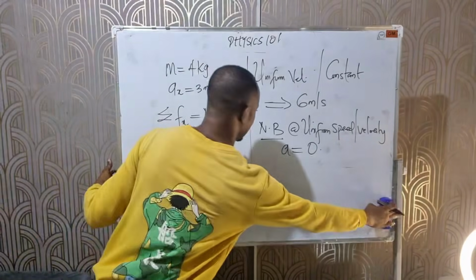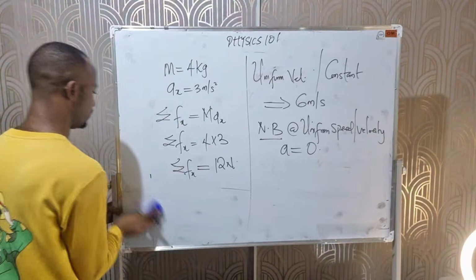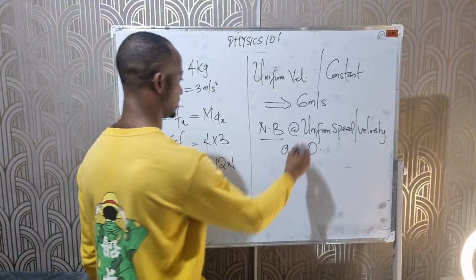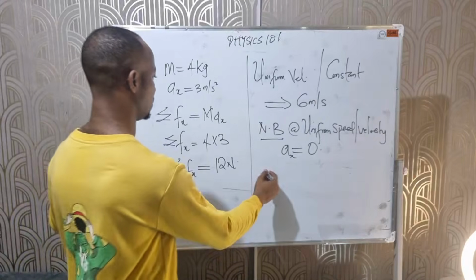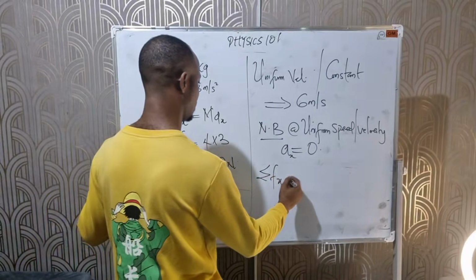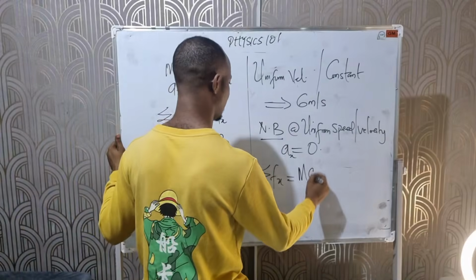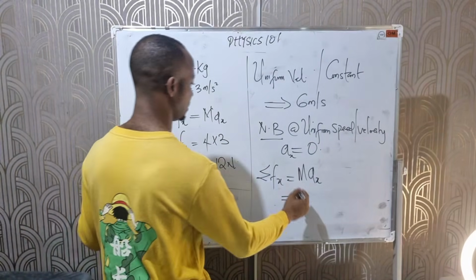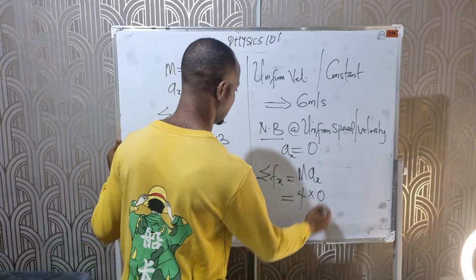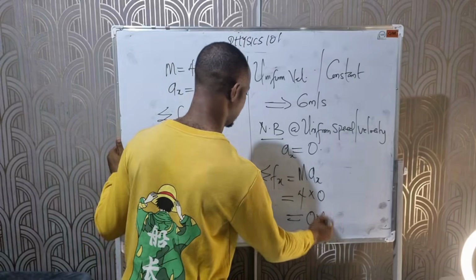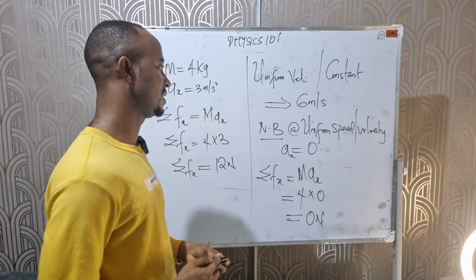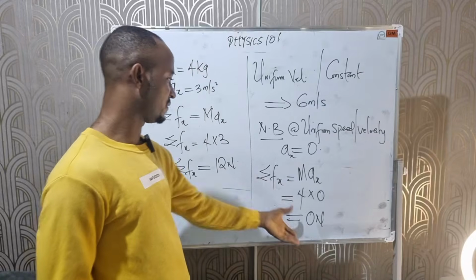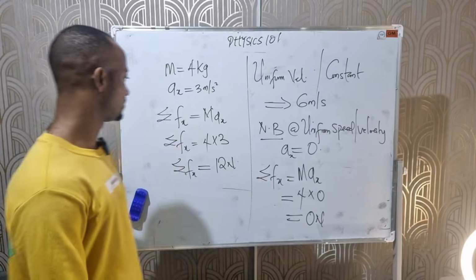So the concept here is that whenever a body moves with a uniform speed, it means the body is not accelerating. a_x, or a, is equal to 0. So the sum of all the forces becomes mass times acceleration along the x-axis, which equals our mass, 4, times 0. The answer is 0 Newton. So at a uniform speed of 6 meters per second, there's no force. The force is equal to 0.